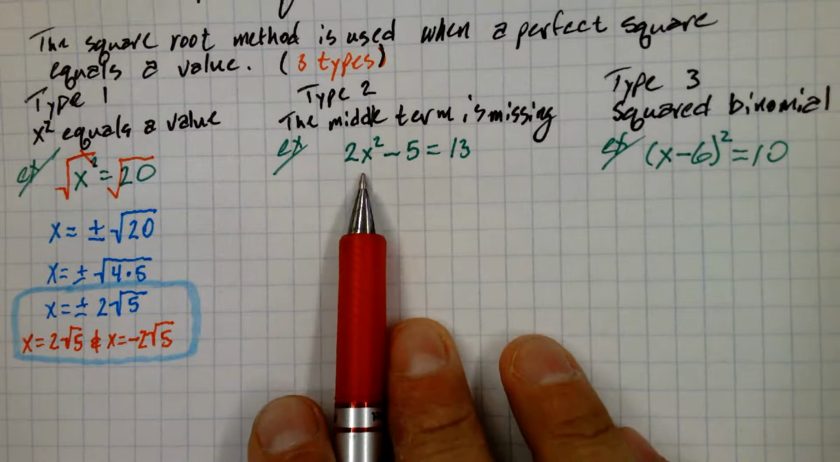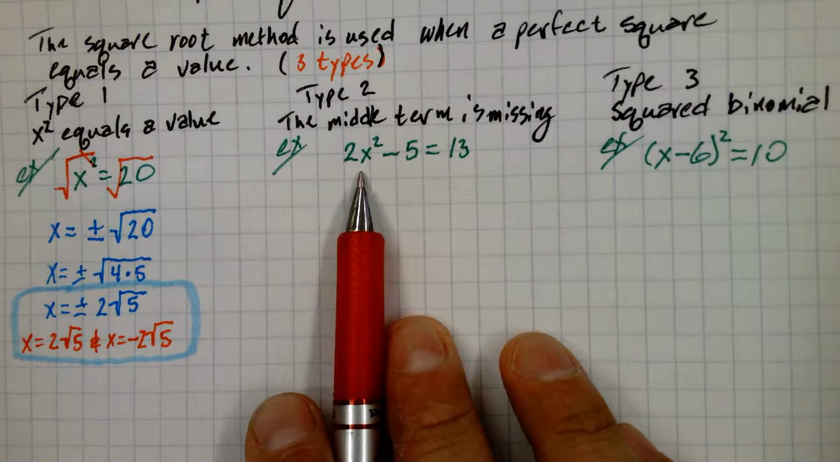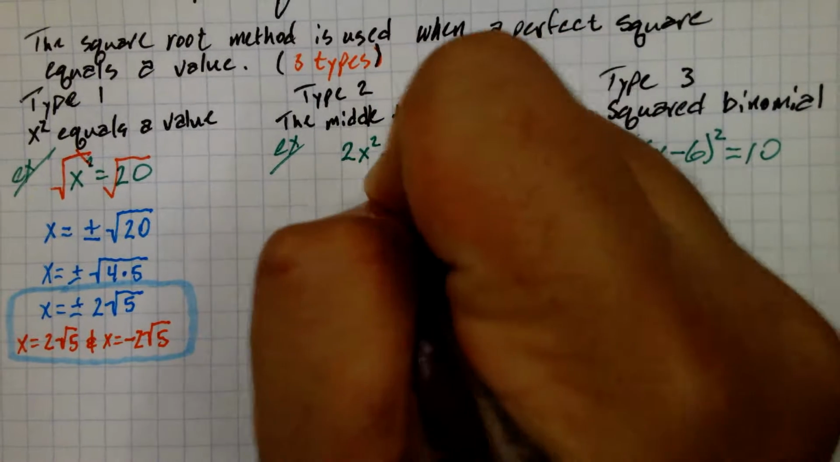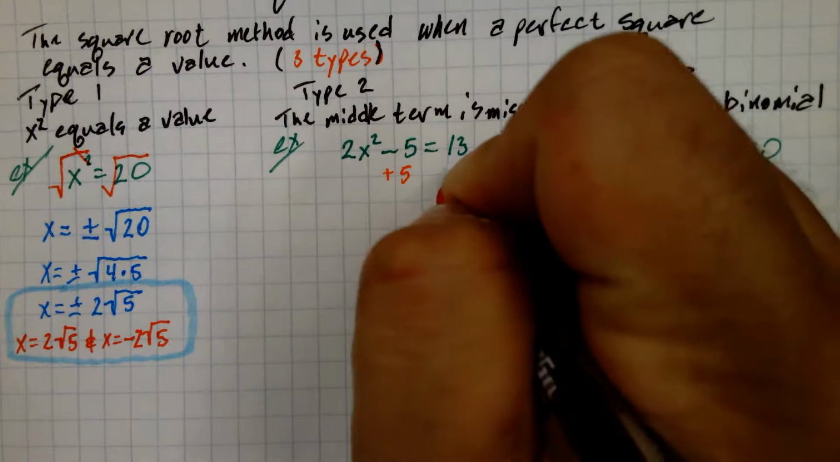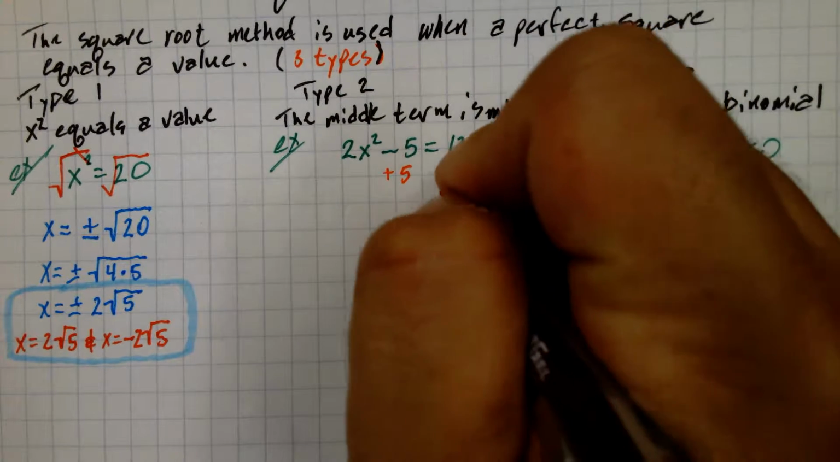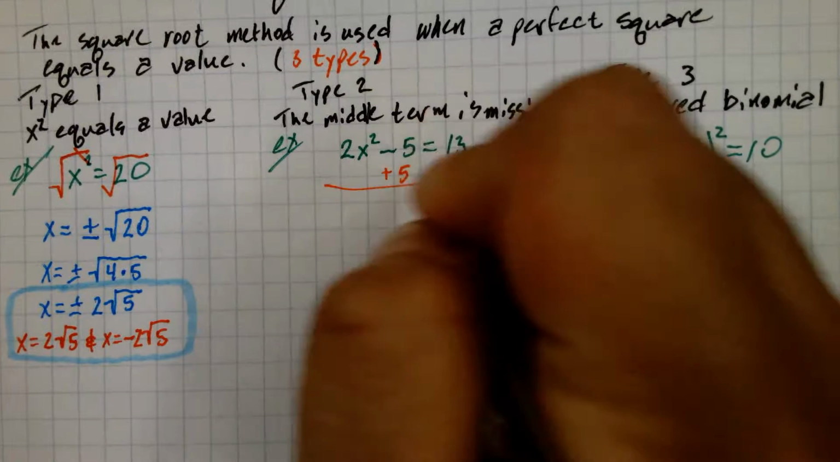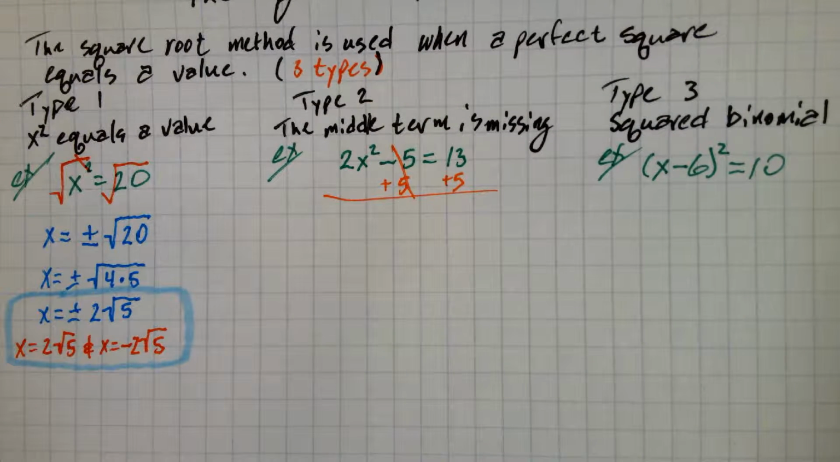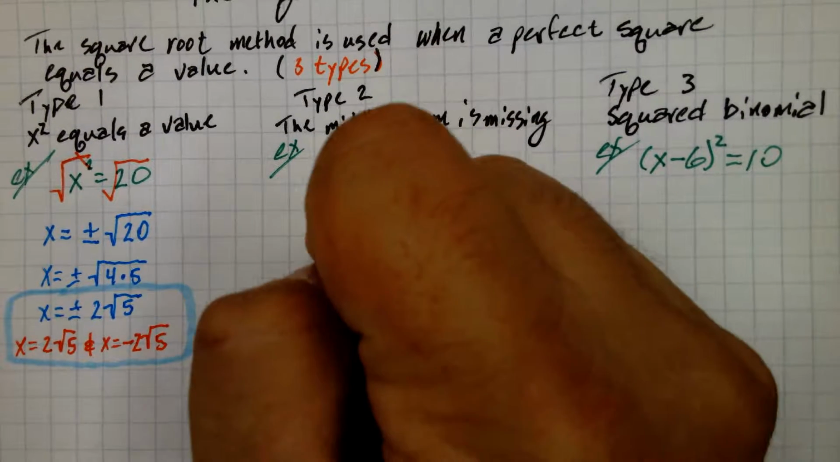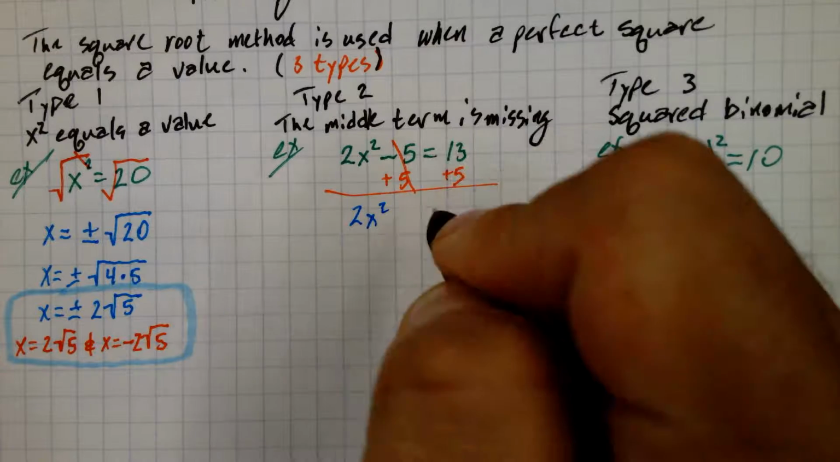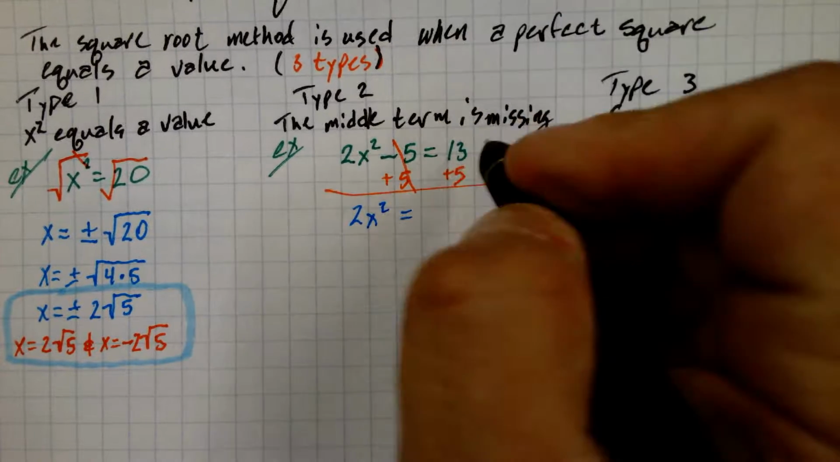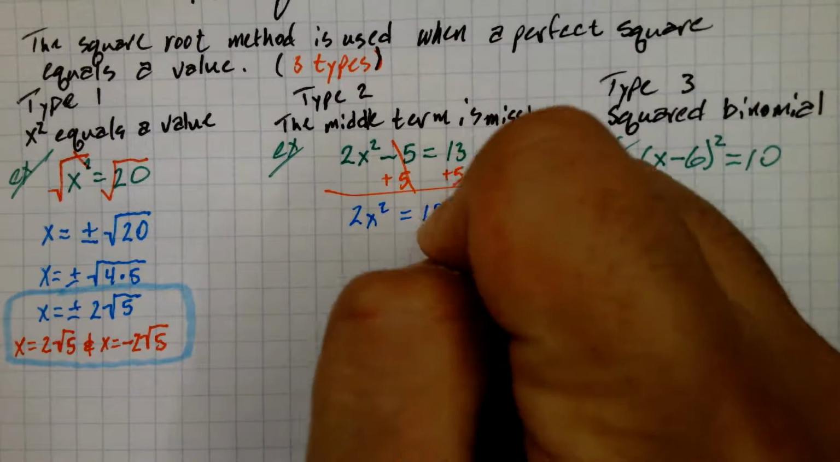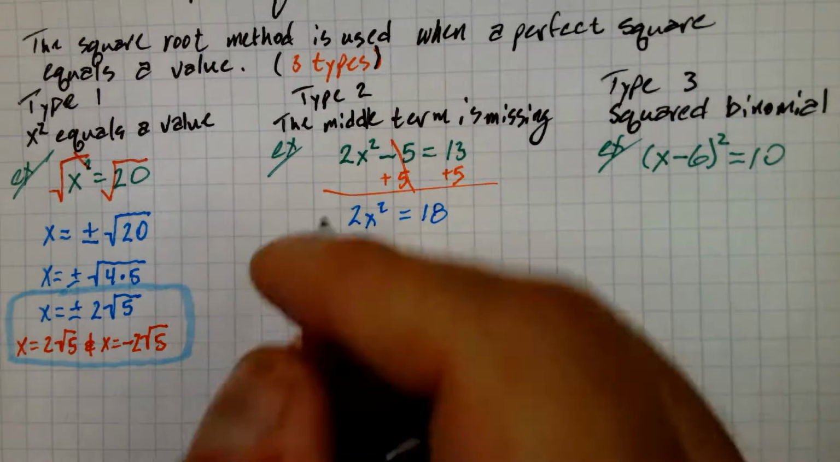How can I get x squared by itself? 5. Yeah. Get rid of the 5. Okay, so just solve it like you would an equation. So I get 2x squared equals 18. Now get rid of the 2. Divide by 2.